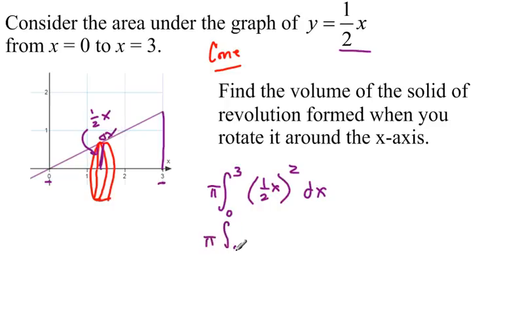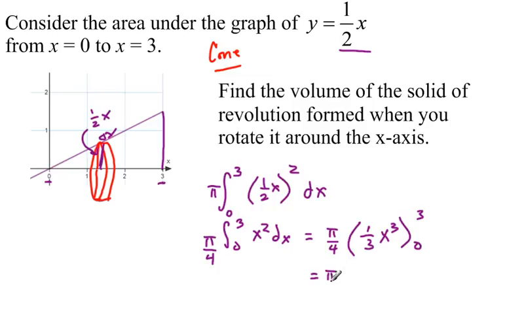Pi, I need to square this out. So it's going to be 1/4. I'm going to put that 4 here, x squared dx. And that's going to equal pi over 4 times 1/3 x cubed from 0 to 3. See, pi over 4, I put in a 3, 27 over 3 is 9. Oops, didn't mean to put a parenthesis there already. So let's try that again. So 9 minus 0, and I get 9 pi over 4. Okay.